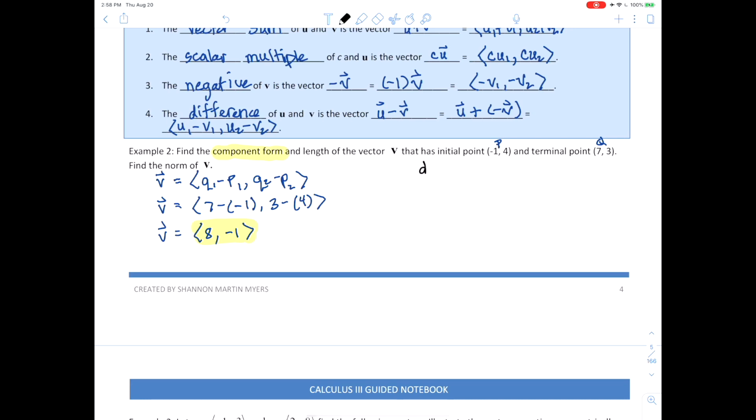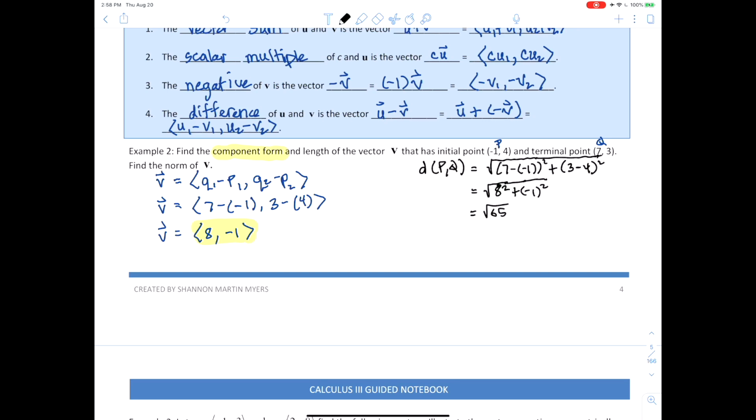But the distance between this P and Q, wouldn't that be the square root of 7 minus -1 squared plus 3 minus 4 squared, which would give us the square root of 8 squared plus -1 squared. Good so far? Which would be root 65.